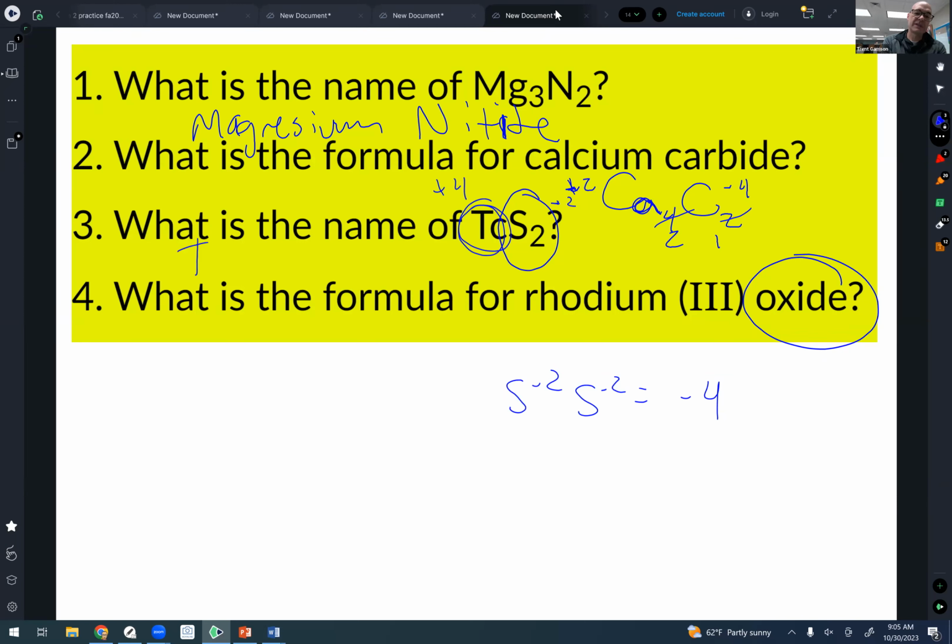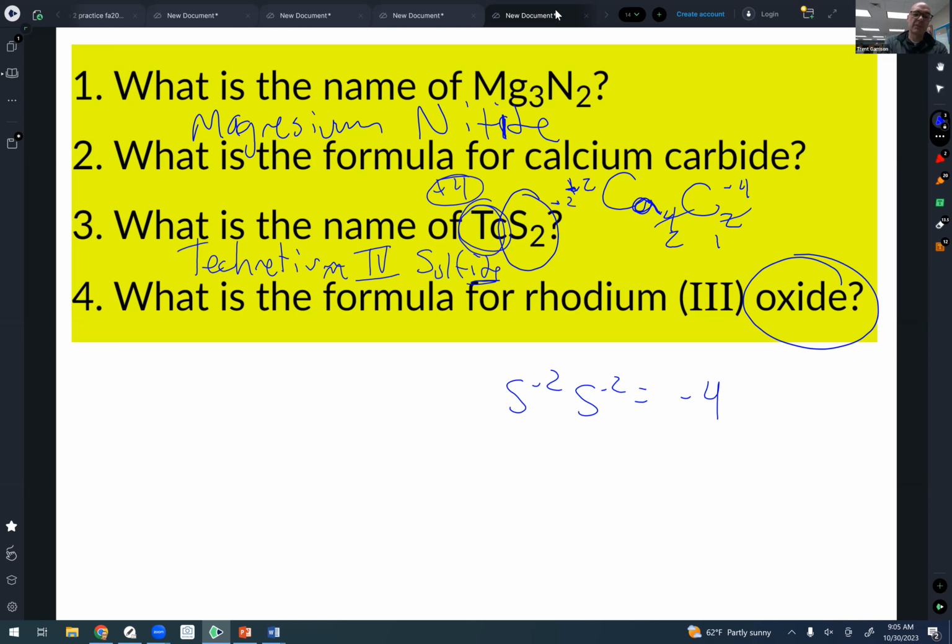So the name of this guy will be technetium, or technetium, however you want to pronounce that. And then because it has a charge of 4, it must now have a Roman numeral of 4. Sulfur becomes sulfide. You don't change the suffix to anything. It's just ID. So technetium(IV) sulfide.